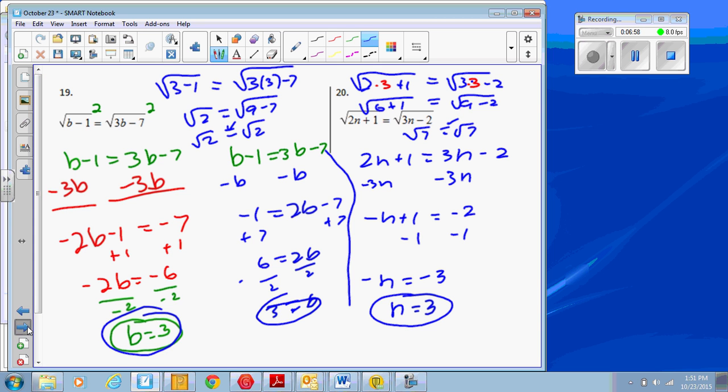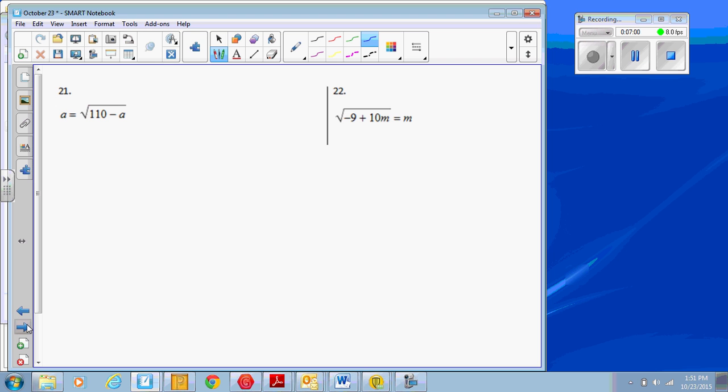Now we're going to start to get a little more complicated. This is where it gets a little bit difficult because we have variables inside and outside of the radical symbol. But our rules are going to be the same. We're just going to turn the new problems into old problems. It's just that the old problems won't be as easy as the ones we just did. So I'm going to have to square this side and I'm going to square this side. So the left side becomes a squared. The right side becomes 110 minus a.